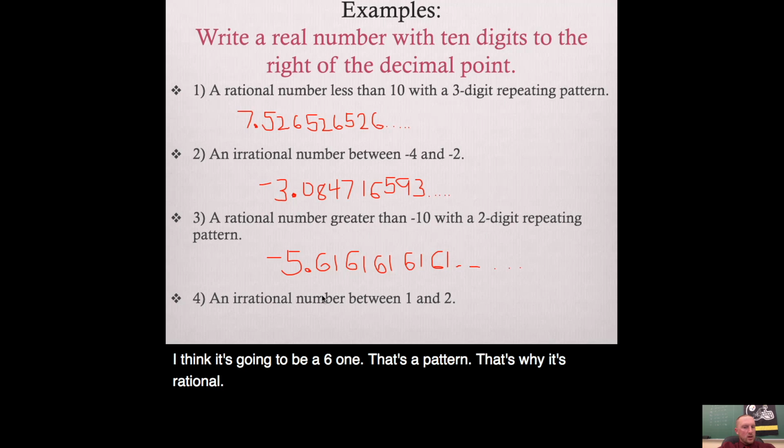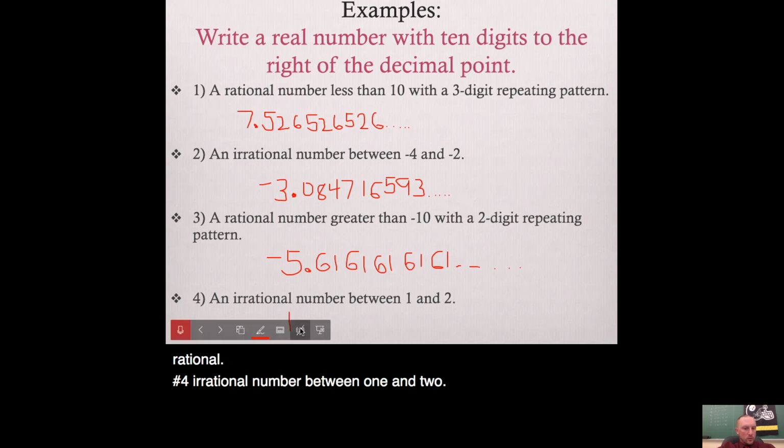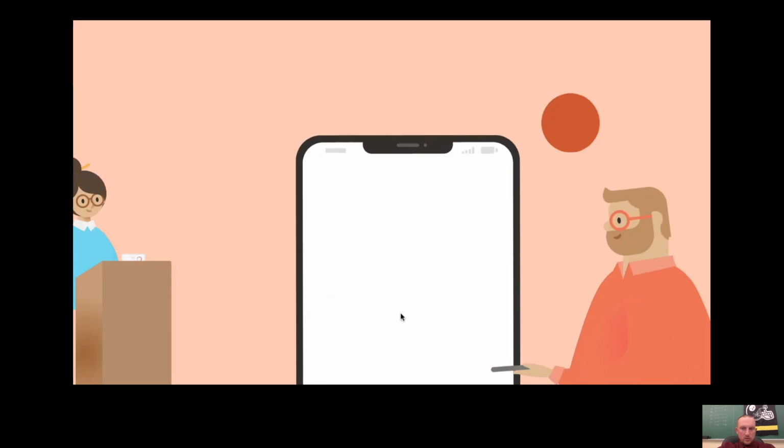Number 4, irrational number between 1 and 2. So I'm going to go with, oh no.